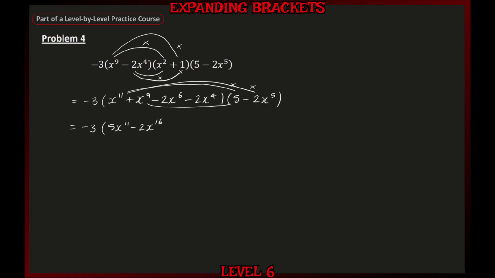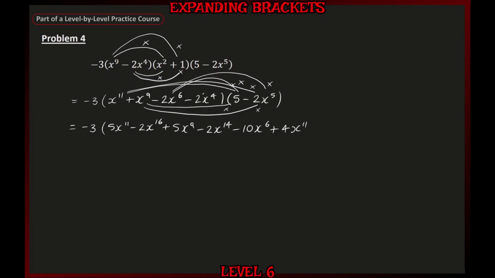X to the power of 9 multiplied by 5 is plus 5x to the power of 9, and x to the power of 9 multiplied by minus 2x to the power of 5 is minus 2x to the power of 14. Minus 2x to the power of 6 multiplied by 5 is minus 10x to the power of 6, and minus 2x to the power of 6 multiplied by minus 2x to the power of 5 gives, well, minus 2 times 2 gives us plus 4, and x to the power of 6 times x to the power of 5 becomes x to the power of 11 when we add those powers.